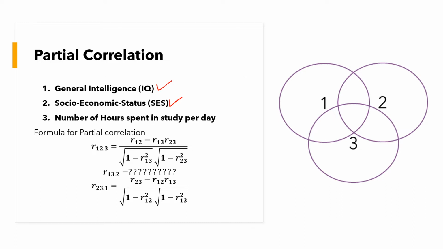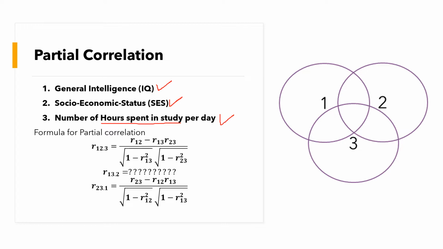We treat socioeconomic status as an interval scale. IQ is again an interval scale, and there is socioeconomic status and the number of hours spent in a day for study. So there are three continuous variables, and we want to see the relationship between these variables.